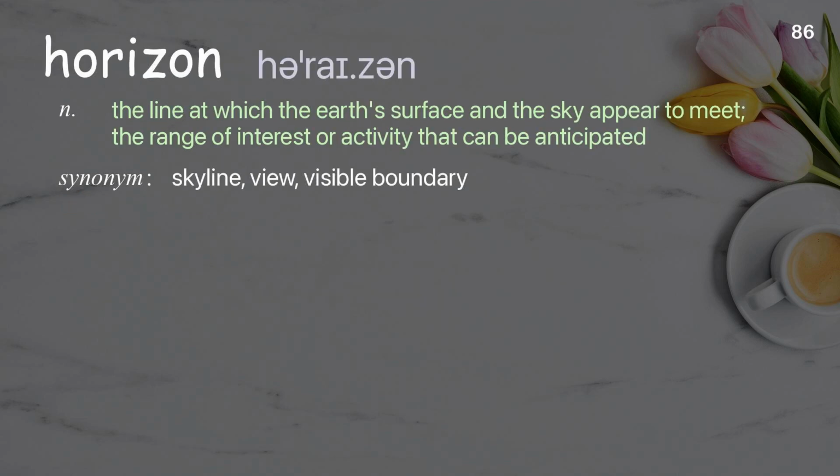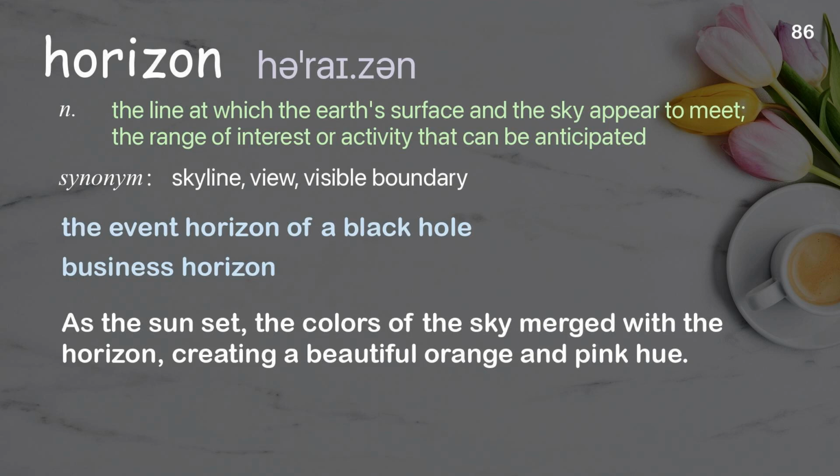Horizon. The line at which the Earth's surface and the sky appear to meet, the range of interest or activity that can be anticipated. Examples: The event horizon of a black hole. Business horizon. As the sun set, the colors of the sky merged with the horizon, creating a beautiful orange and pink hue.